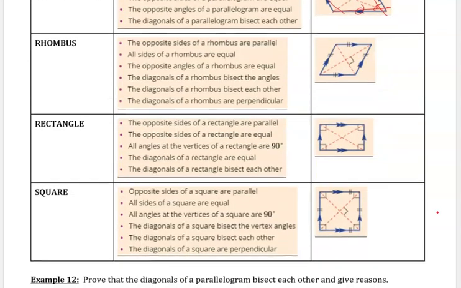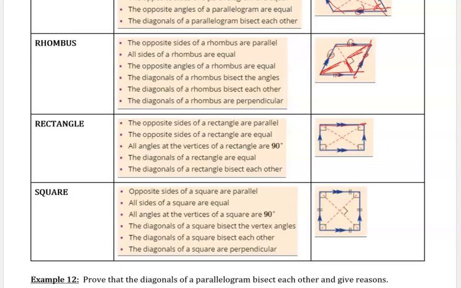A rhombus is getting pretty close to a square. So we have parallel sides and parallel sides. We have all sides being equal. We have diagonals meeting at a right angle, so they're perpendicular. And these diagonals bisect each other. So a rhombus is pretty cool because this half equals this half, and this half equals that half. So they are cut in twain.